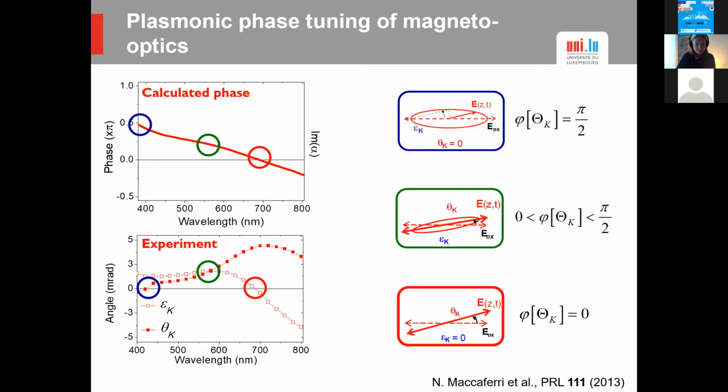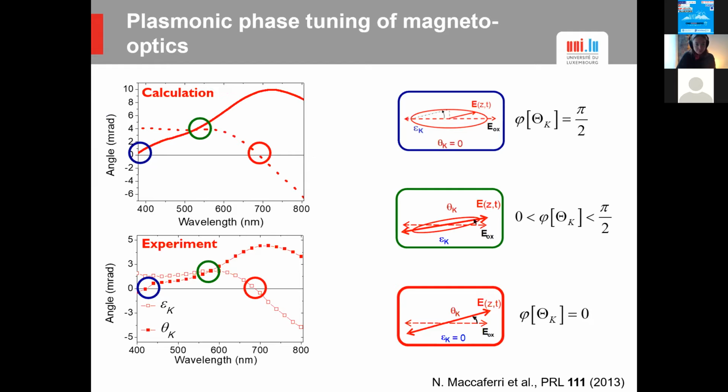So when the phase is zero or pi, the reflected light is actually not elliptical, it is just linearly polarized, just rotated with respect to the original polarization axis. So the role of the plasmon is to make it possible to tune the polarization of our reflected light spectrally, on demand. And this is the full analytical calculation. You can see that we can match the experiment nicely.